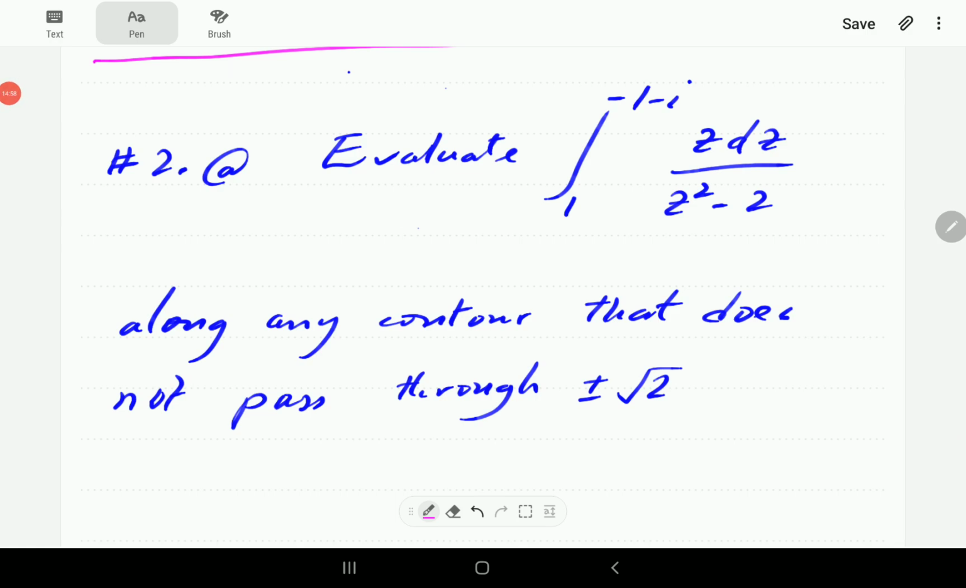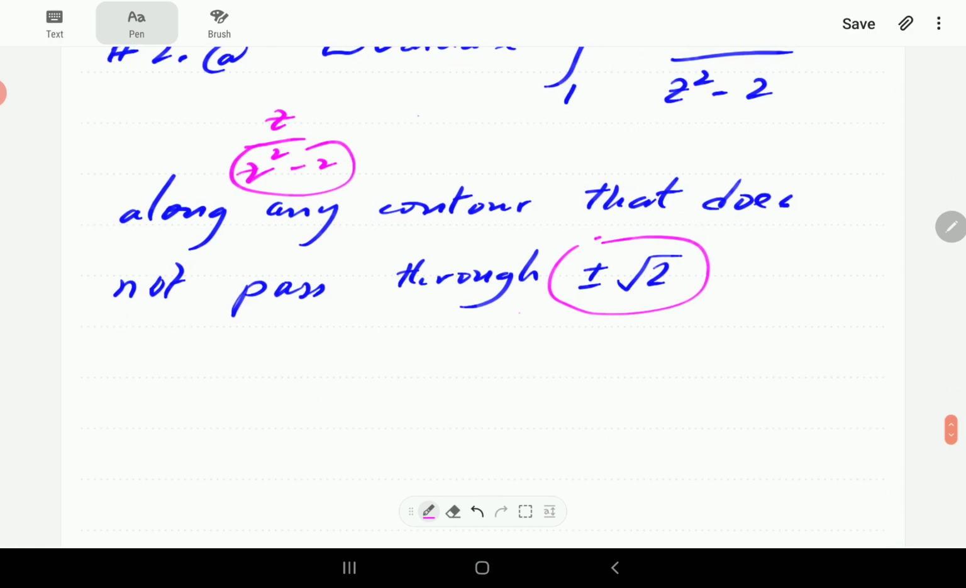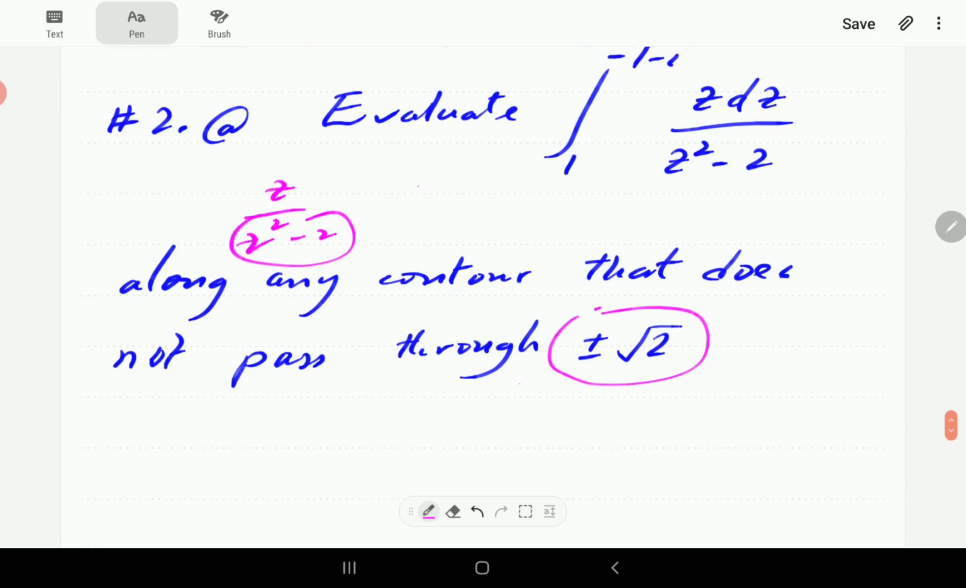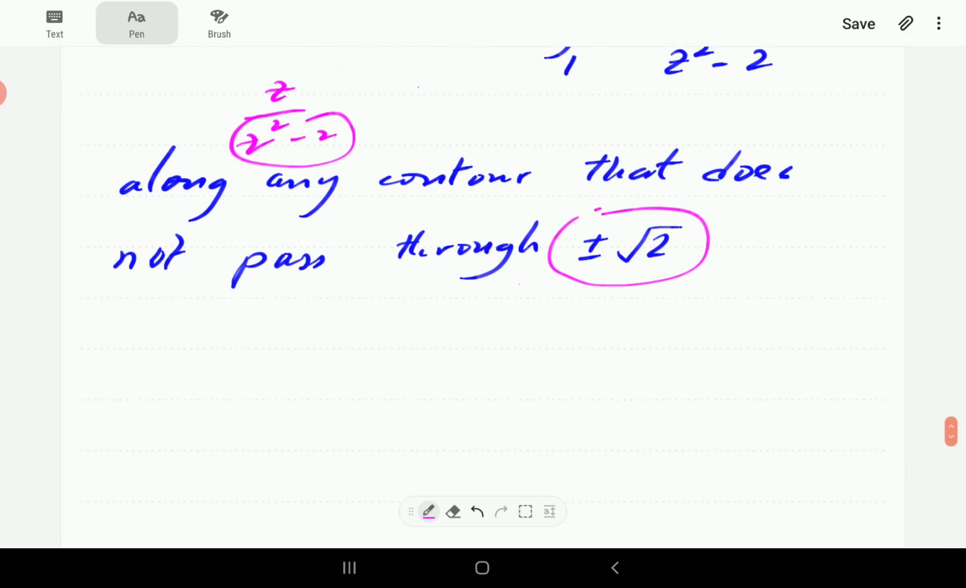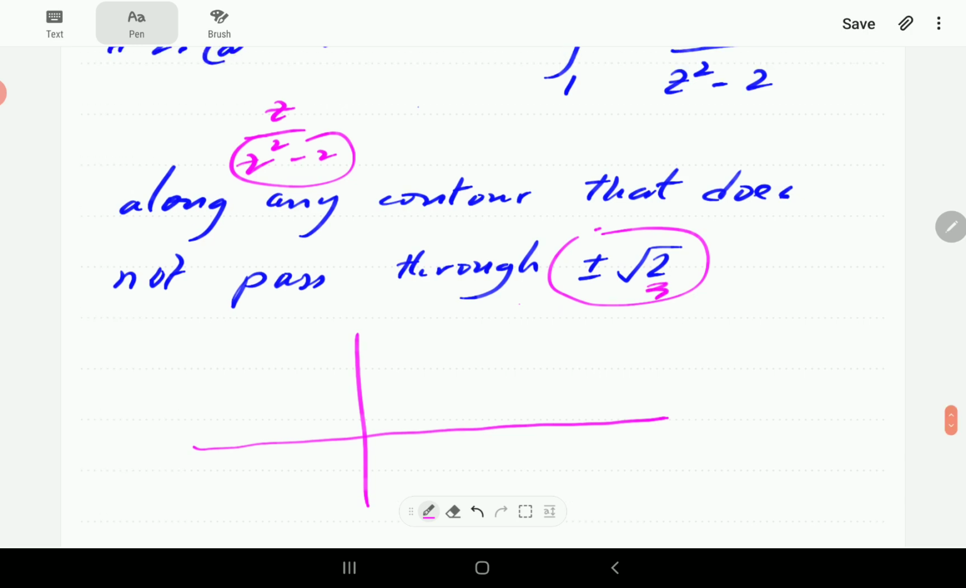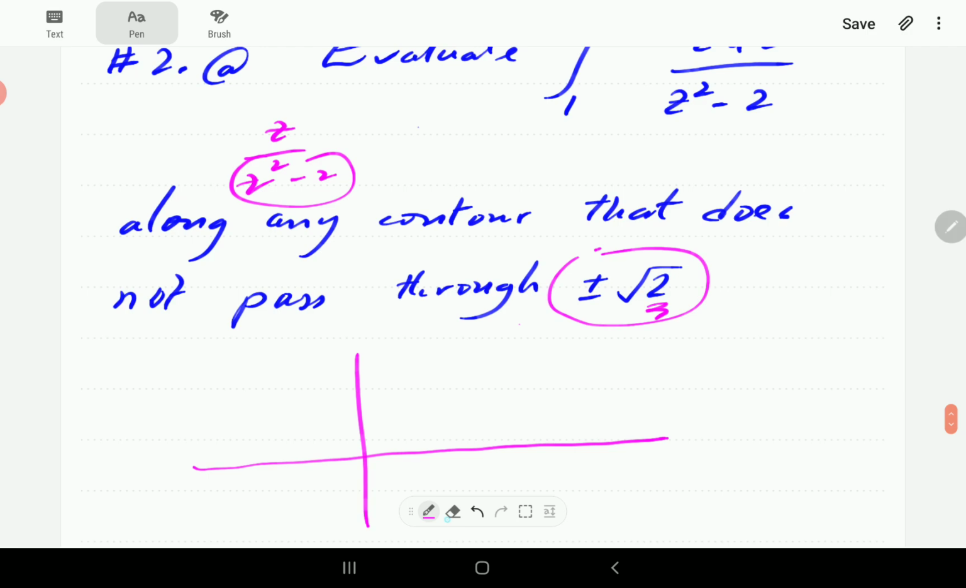Right, so in this question we are looking for the integral of z over z squared minus 2. And then they're saying along any contour that does not pass through plus or minus root 2. Now notice that plus or minus root 2 are the two points where the denominator is 0. So those are the singularities of the integrand. So they're saying we want to evaluate this along any path that is not going to include the singular point. So everywhere else this function is going to be analytic.